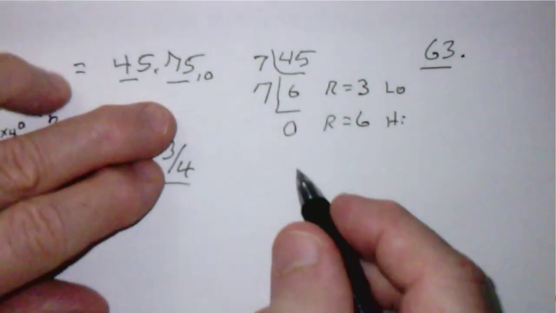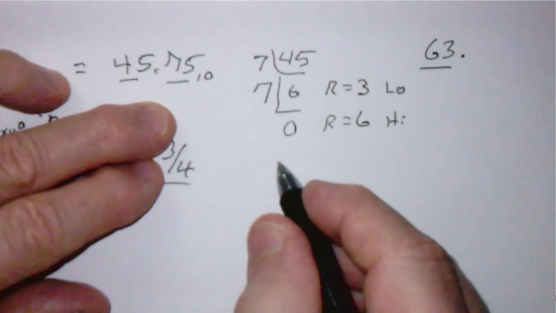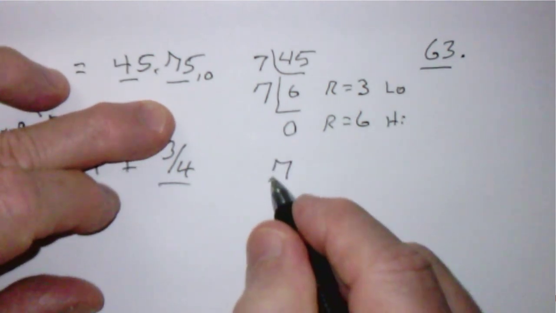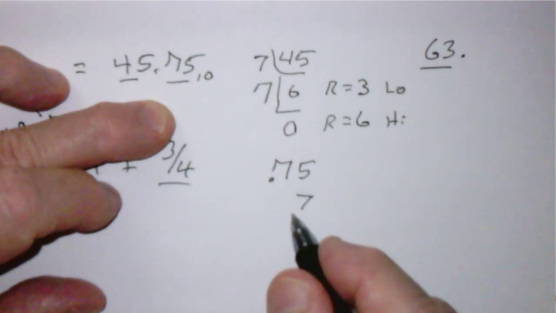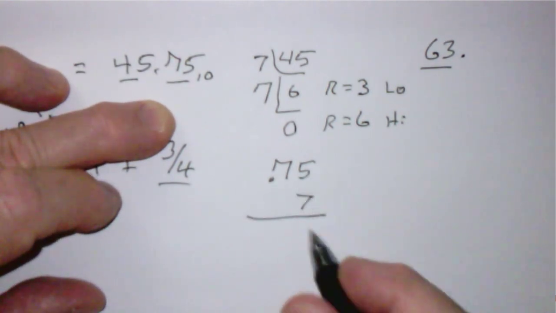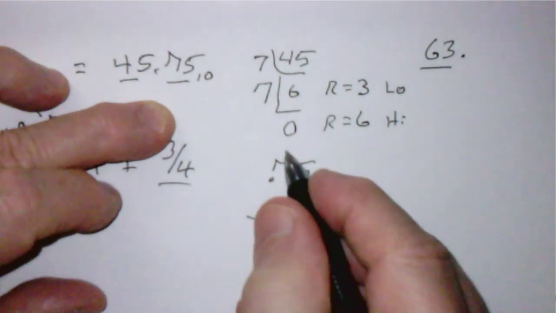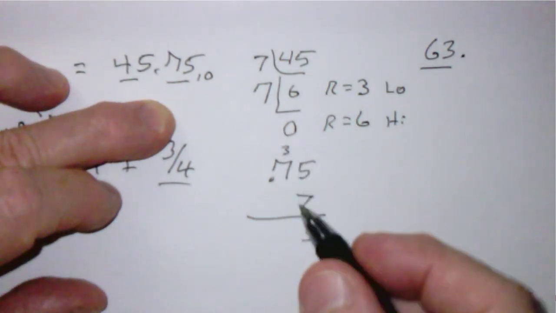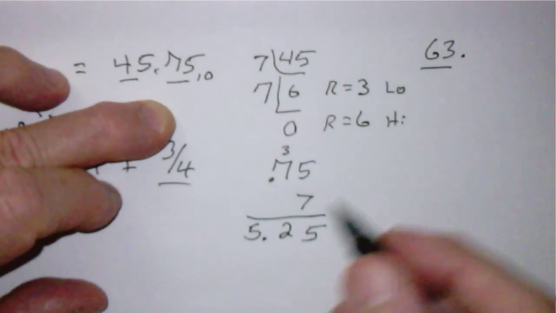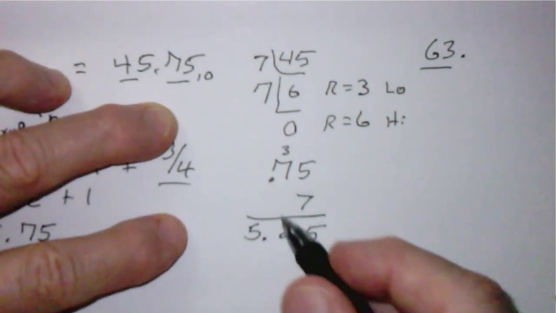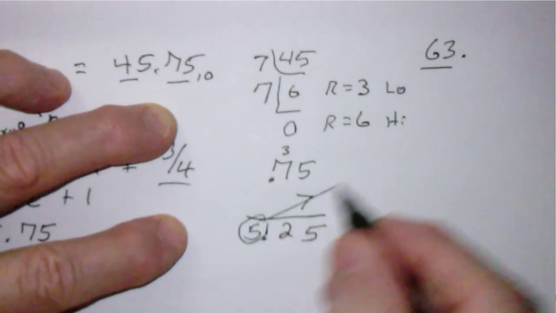Now, the .75, we have to do it the same way as we did in binary. 0.75 times 7, which is our new base. So 5 times 7 is 35. Put on your 5, carry your 3. 7 times 7 is 49, and 3 is 52. Put on your 2 and carry your 5. All right, so this 5 then goes up here.